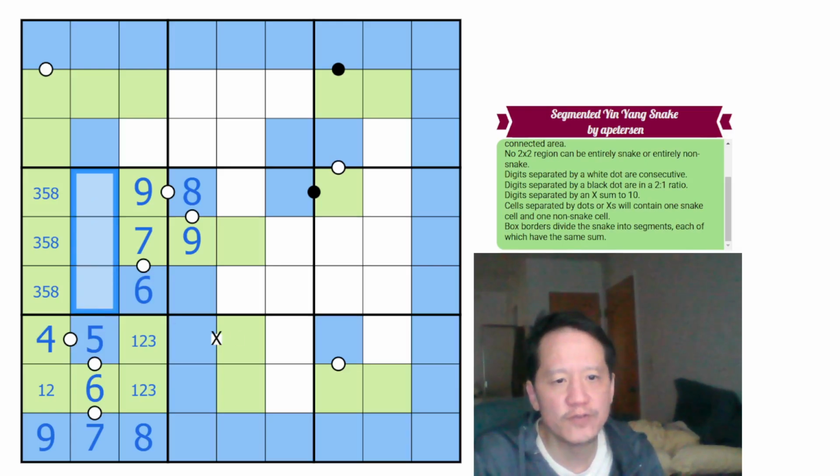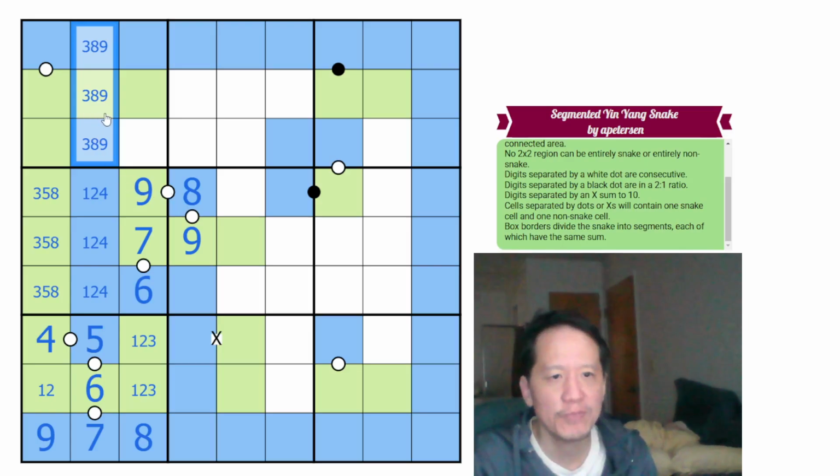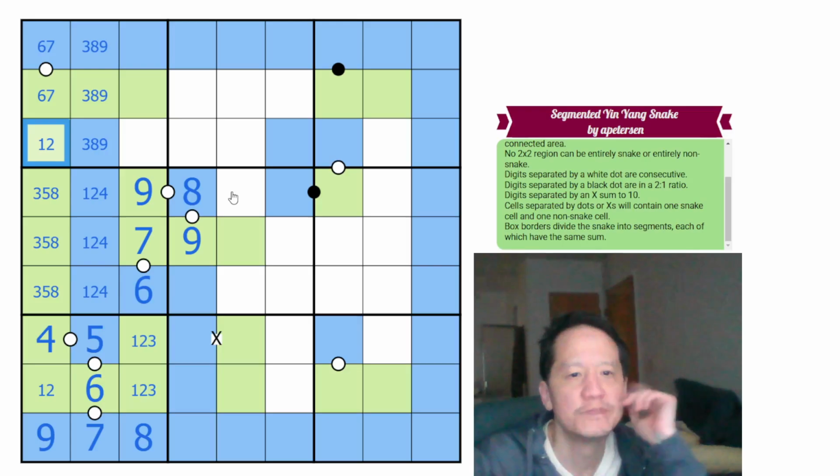These 3 then have to be 1, 2, and 4. So the remaining digits here are 3, 8, and 9. We also know that for 2 consecutive digits, you can't have 1 and 2 because that would eliminate all possibilities here. 3, 4, 5, 8, and 9 are all accounted for, so this must be 6 or 7. And this must be 1 or 2.